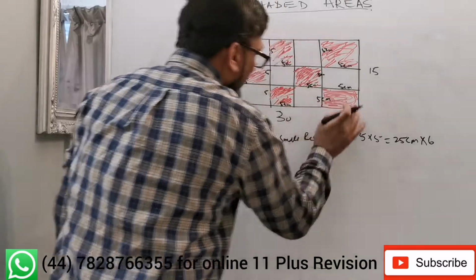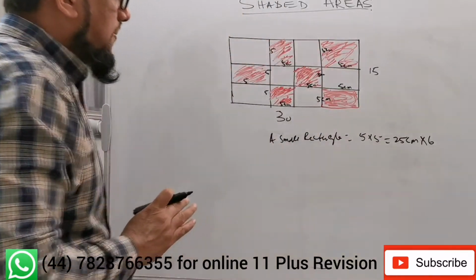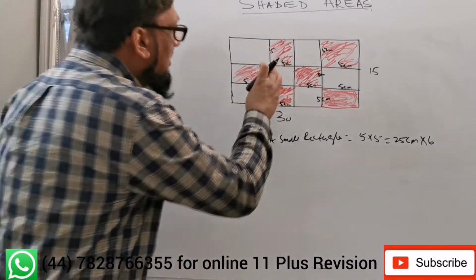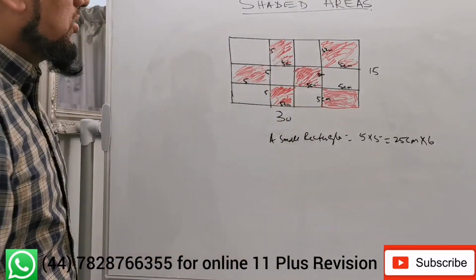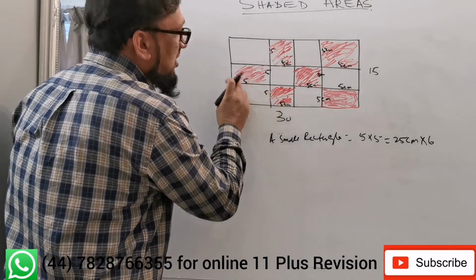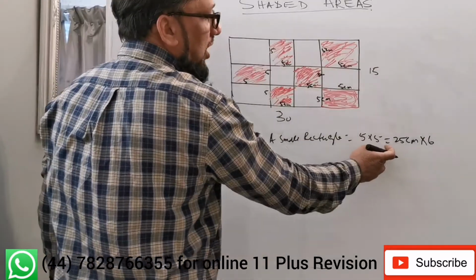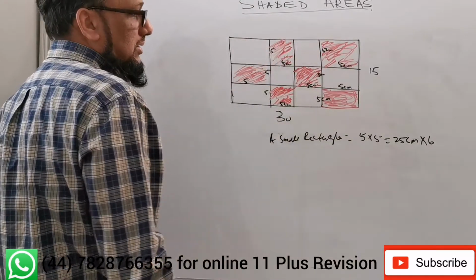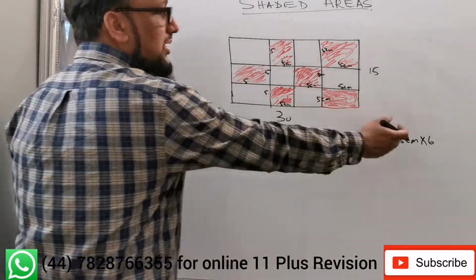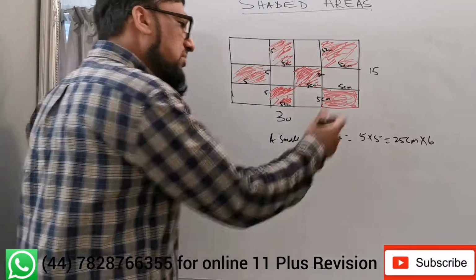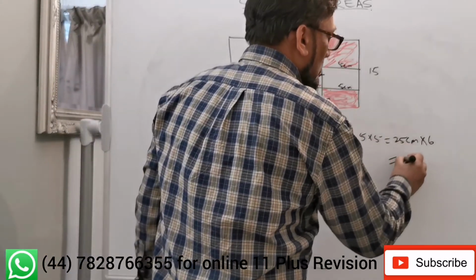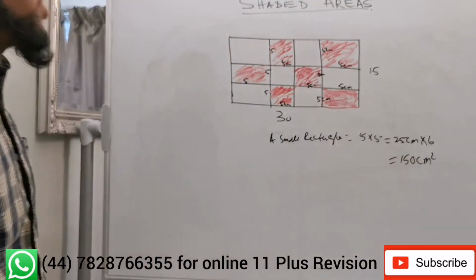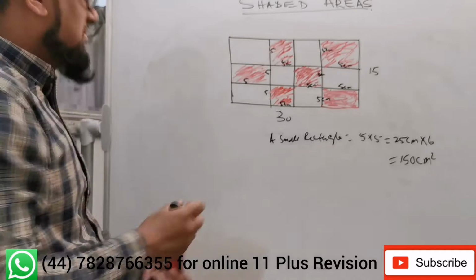You don't need to find the area of the large rectangle and then subtract, because it's already given, okay? So simply you need to do 5 times 5, which is 25, and how many squares are shaded? 6. So it means the total will be 150 centimeters squared. So this is another example.